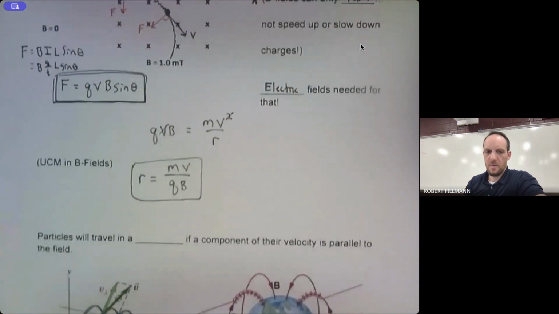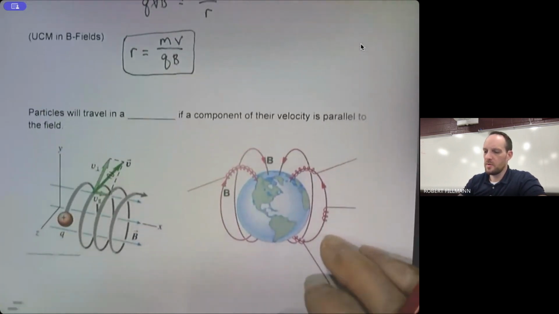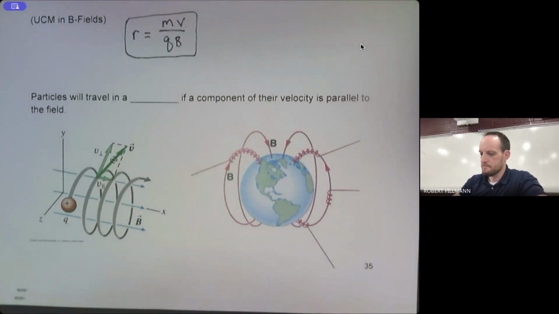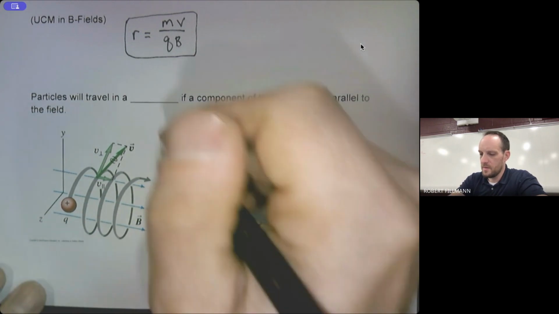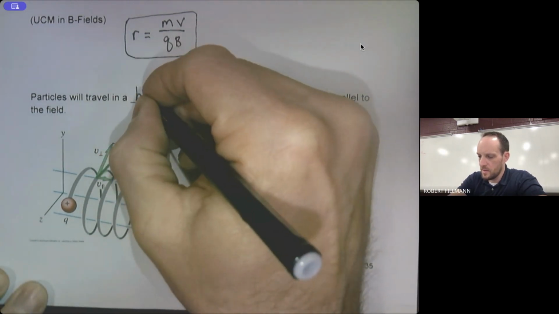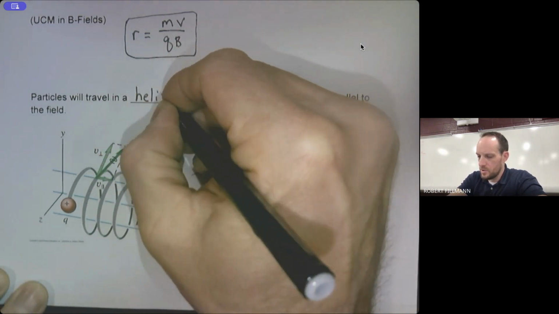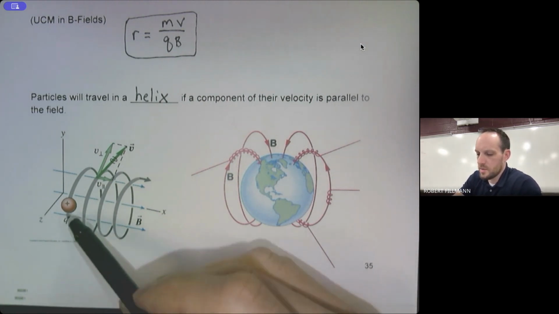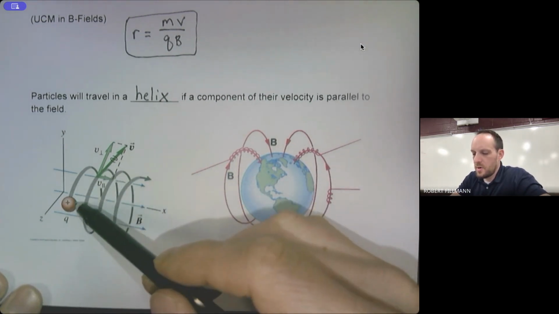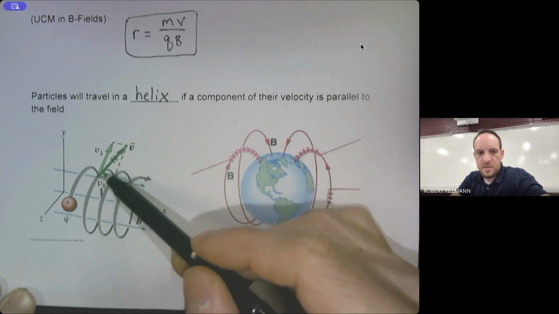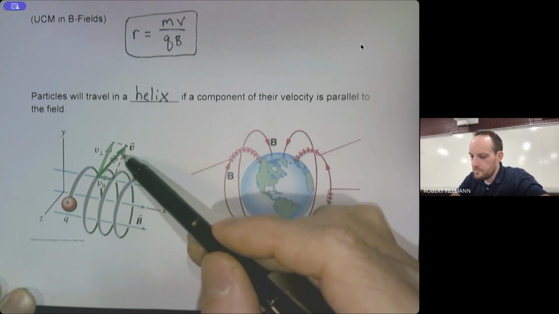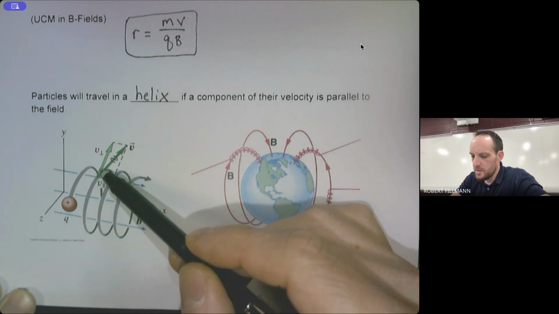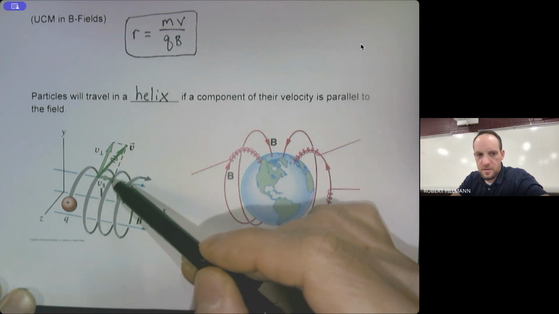Another thing to keep in mind with the circulating charged particles is that they're going to orbit around the magnetic field lines, but they can travel along them as well. So the shape of a charged particle that's just randomly thrown into a magnetic field tends to be a helix. You can see that here with this charged particle. It has a velocity represented by this green vector v, and there's a component that's perpendicular to the field, and there's a component that's parallel to the field.